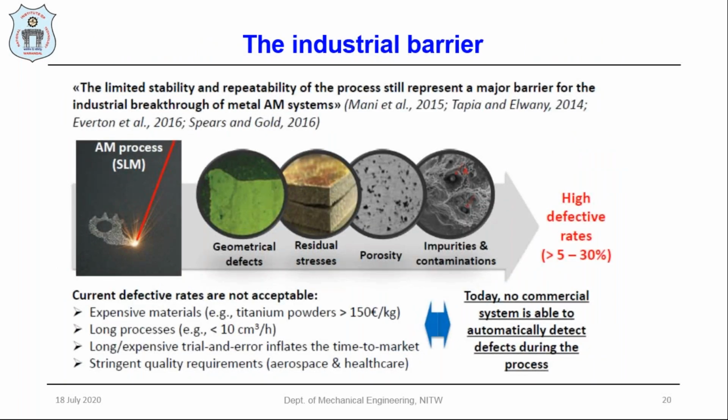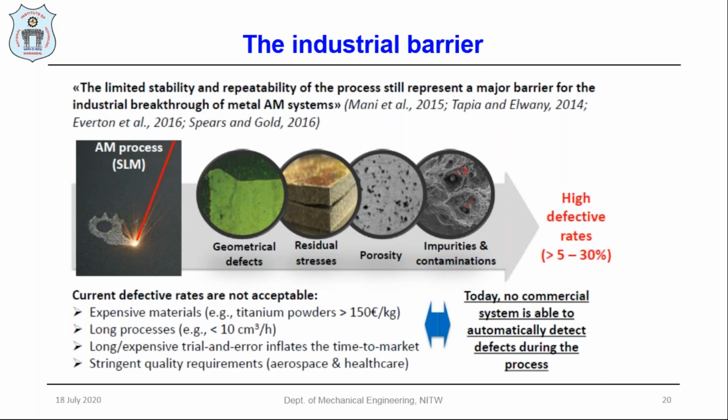And there are major industrial barriers with these additive manufactured components. One is the geometrical defects, which are very difficult to control. We need an online monitoring system to control the geometrical defects, as well as the residual stresses, the porosity, and the impurities or contamination in the fabricated components. And also the production rates. If you want to go for a higher production rate, these types of defects are definitely going to exist in the component. And the limited stability and repeatability of the process is a major barrier for the industrial breakthrough of these additive manufacturing systems.